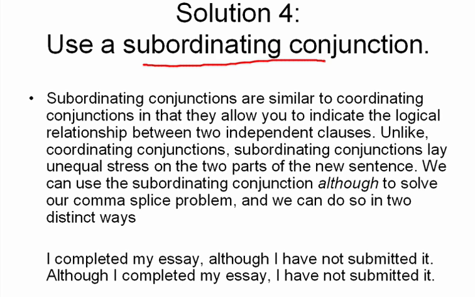Solution 4 is use a subordinating conjunction, also a very good way to work with it. And subordinating conjunctions are similar to coordinating ones in that they allow you to indicate the logical relationship between the two independent clauses. Now the difference compared to a coordinating conjunction is that subordinating conjunctions lay unequal stress on the two parts of the new sentence.